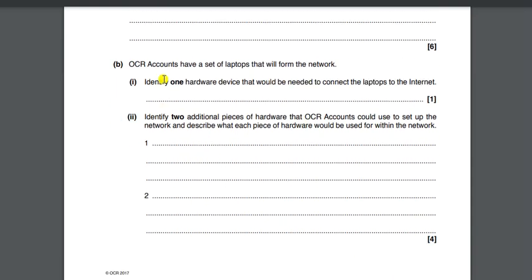In the next B part, it is asking that the OCR Accounts have a set of laptops that will form the network. Now identify one hardware device that you need in order to connect the laptop to the internet. Now the possible device that we need is a modem, or a router. As you know, a modem was used in a dial-up connection, and for broadband connections routers are required. A modem is generally a modulator-demodulator device, and a router is a soft switch that helps in forwarding of the messages.